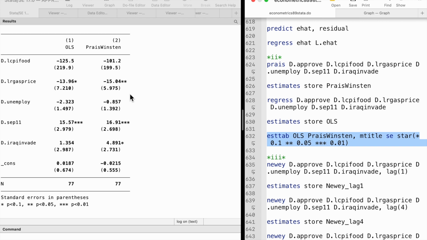The negative gas price effect becomes larger using the feasible GLS than using OLS for the first difference equation. The standard error is smaller, so the gas price has a more significant effect on the approval rate using the Prais-Winsten method.